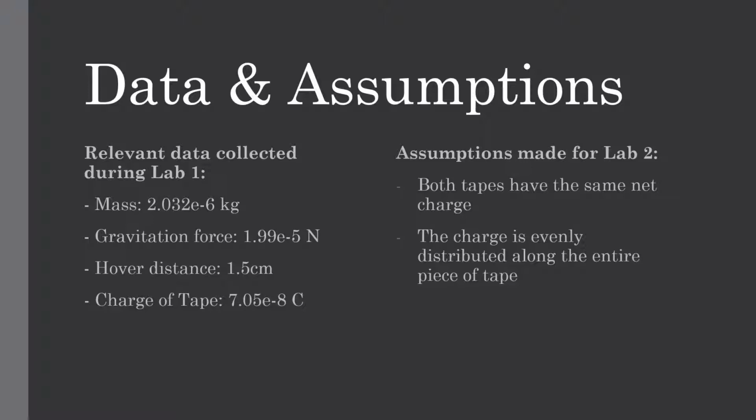The hover distance between the two pieces of tape was 1.5 centimeters, and the calculated value for the charge on the tape due to modeling the entire piece as a single point charge was 7.05 times 10 to the negative 8 coulombs. Some assumptions that were made during the duration of this experiment were that both pieces of tape have the same net charge and that the charge is evenly distributed along the entire piece of tape.